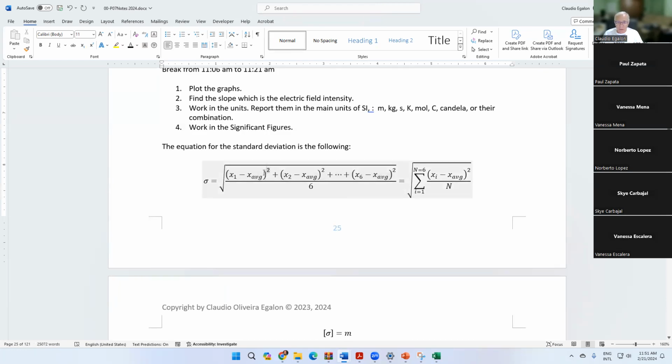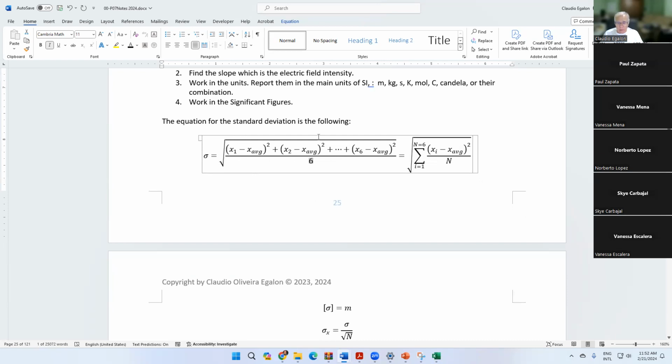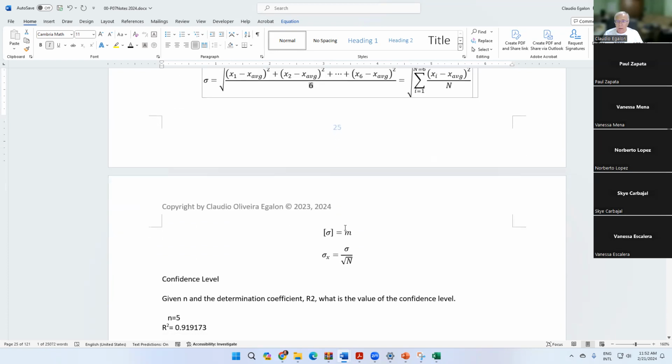This term here is going to be meter squared. So upstairs, I know that I have meter squared. Downstairs, just a regular number, with no unit whatsoever. Consequently, since we have to take the square root of everything that is square and meter square, the unit of sigma is going to be meter.